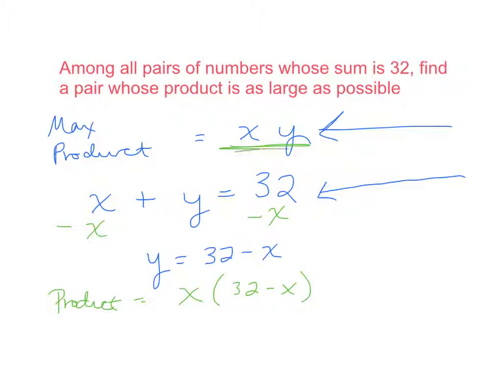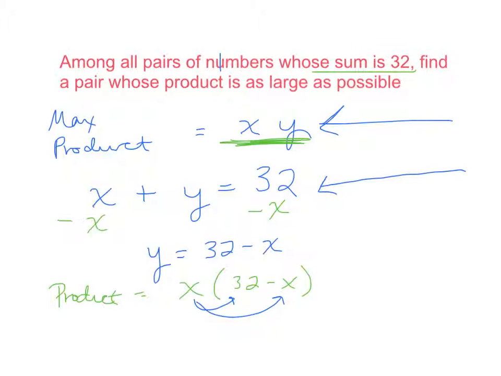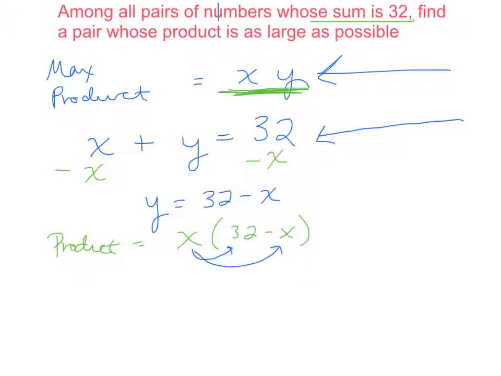Looking for a product, that's multiplying 2 numbers. The sentence they gave us is 2 numbers whose sum was 32, so we added. Got y by itself. Now plug that value in. Instead of x times y, we have x times this new definition for y. Same thing you did before. Distribute that x. I'm going to stop talking. I want you to finish this one.